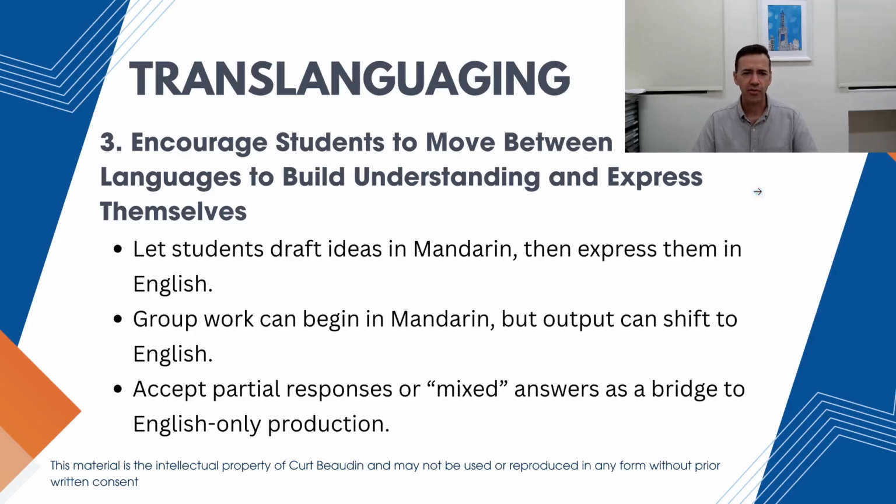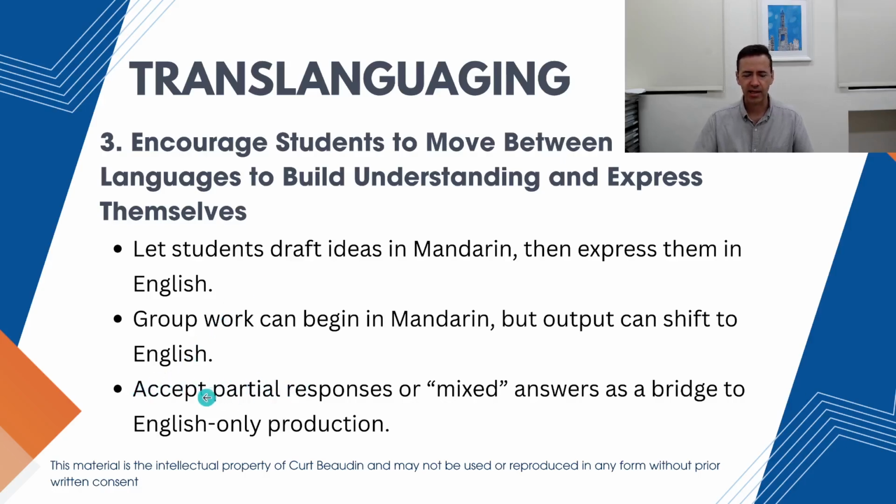Okay. So number 3, encourage students to move between languages to build understanding and express themselves. So this is more common. And this is also what I do with my students. I let them make the choice, but you can let them draft their ideas first in Chinese and then express them in English. So actually, this will really challenge them because they need to translate, and they also need to think about, does everything make sense? Group work as well can begin in Mandarin, and actually anything they discuss with each other can be in Chinese. It's fine as long as they know the output has to be in English.